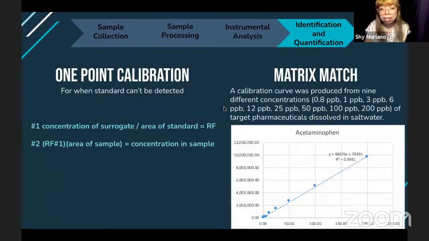For many samples, the standard wasn't detected, probably due to degradation because the time from sampling to analysis was a bit long. So we had to do a 1-point calibration instead. And since the method was optimized for freshwater and wastewater samples, we have to consider the effect of the ions in seawater, and thus we conducted matrix matching for the seawater samples.